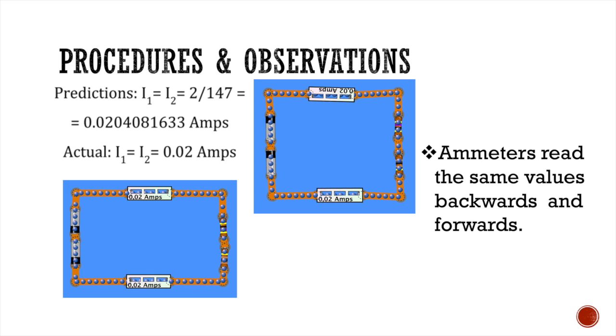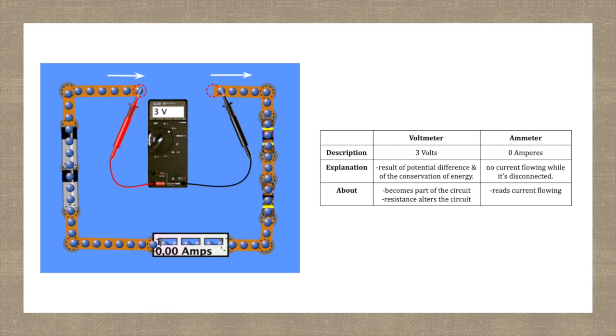For this next part of the lab, we took one of our ammeters and replaced it with a voltmeter, and we took the measurement there. Our voltmeter reads 3 volts and our ammeter reads 0 amperes. Our reading is the result of the potential difference and the conservation of energy, because from our 2 batteries, the potential difference results in the positive 3 volts.